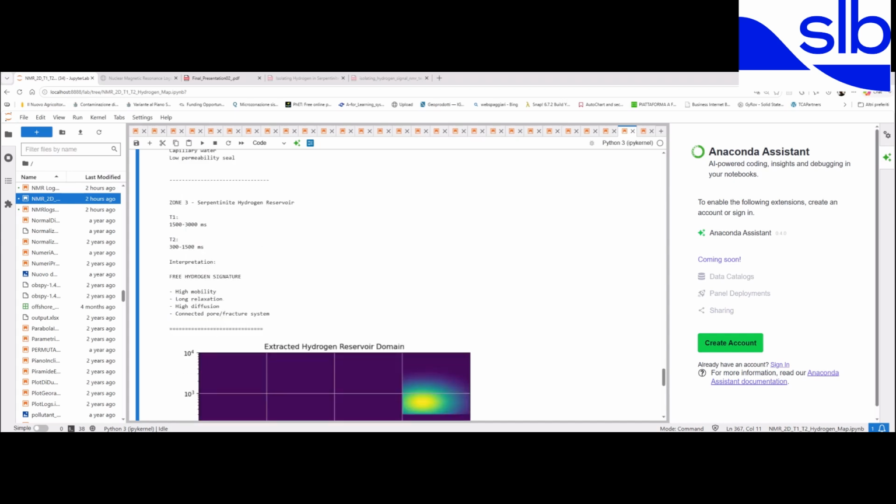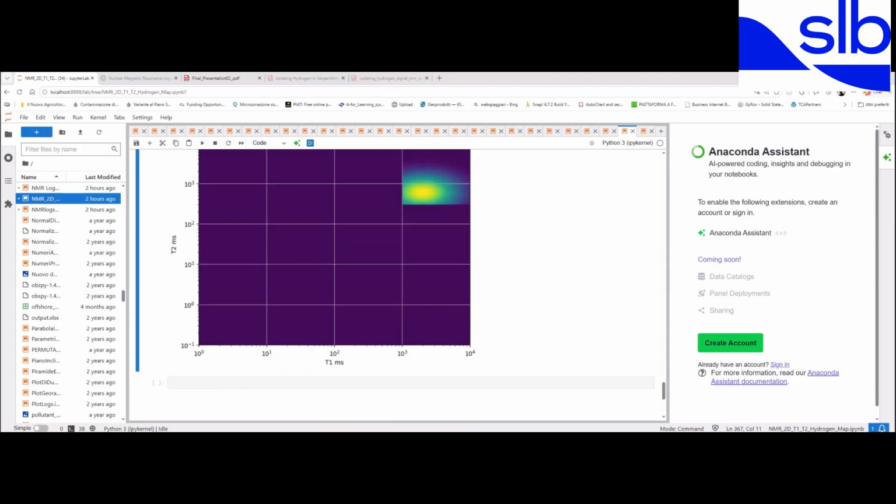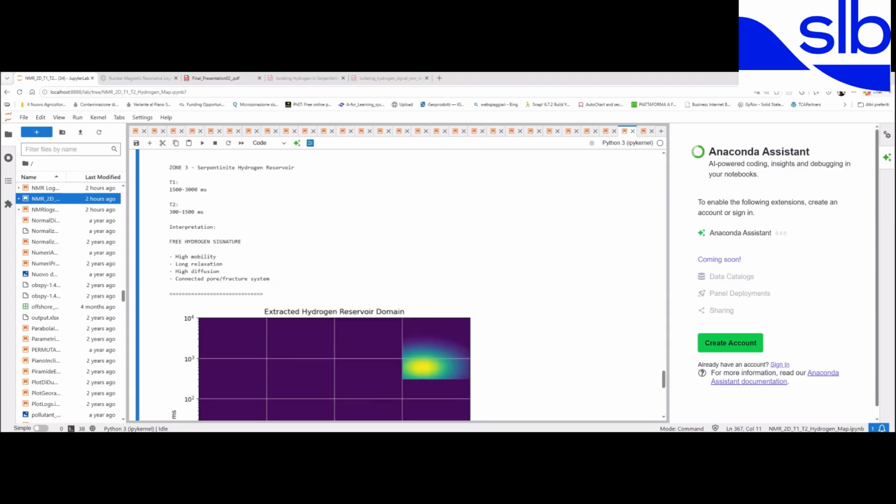Serpentinite hydrogen is similar to this. We have a free hydrogen signature, high mobility, long relaxation, high diffusion, and a connected pore fracture system. Hydrogen reservoir domain detection is in the fourth quadrant. So the serpentinite hydrogen reservoir is found between 118 and 300 meters.